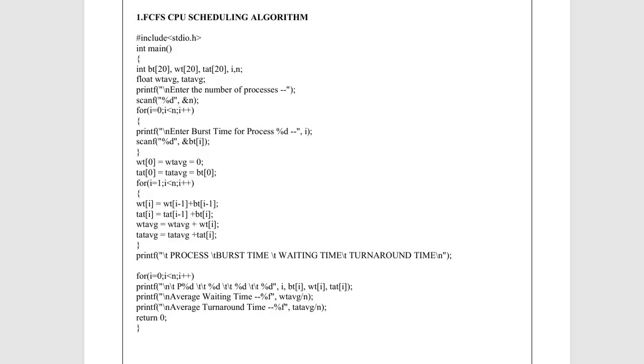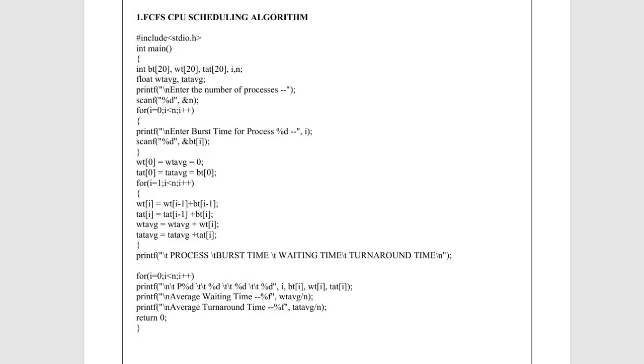Next we are entering the number of processes, right? In order to read the number of processes we are using the for loop, where the user inputs how many processes there are. Next we have reading the burst time for each process, where the user will give the input of burst time for each and every process.